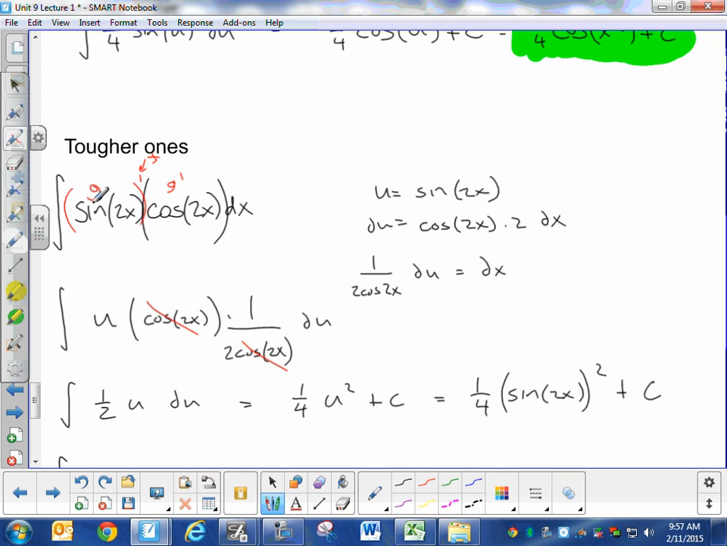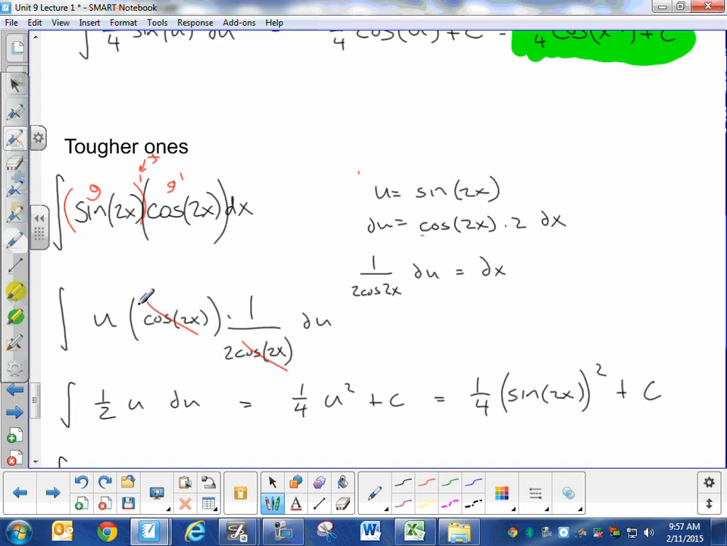But do we understand how we get here? I set u equal to the thing that I know when I take the derivative of, I'm going to be able to cancel. So I see I can take the derivative of sine of 2x, I'll be able to cancel cos 2x. Because the derivative of sine 2x is cosine 2x times 2, I then solve for dx, I divide everything, I get dx equals 1 over 2 cos 2x du.